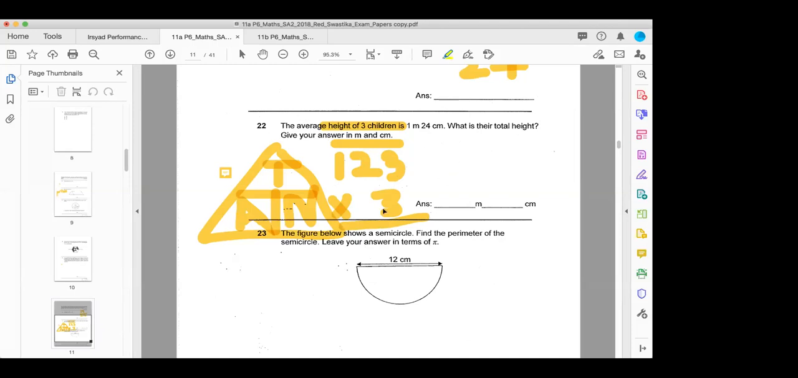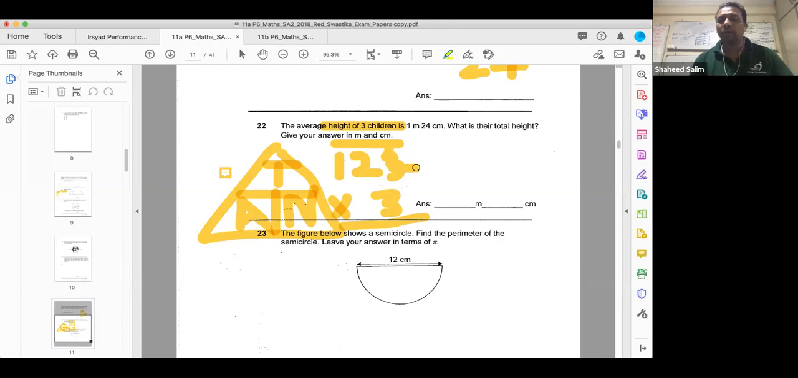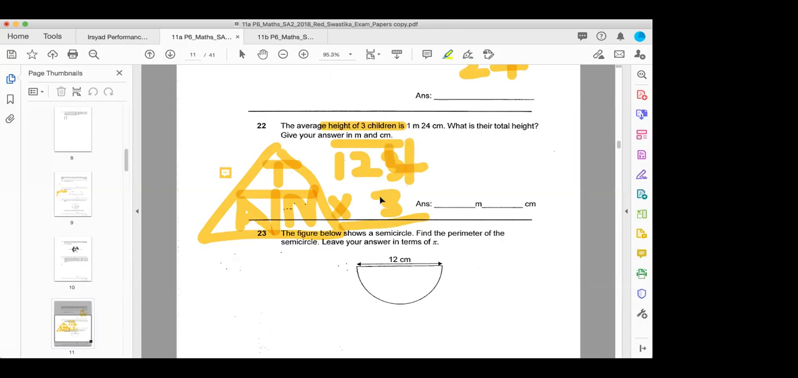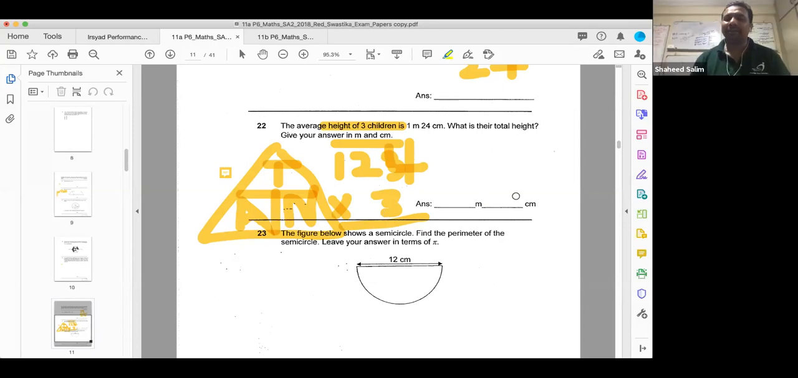What's the answer? Why 123? Sorry, 124. Sorry, 124 times 3. 372. Yes. So how many cm? That's 372 centimeters. Yes, correct. That's it lah.